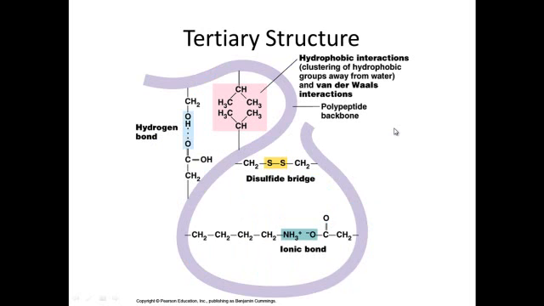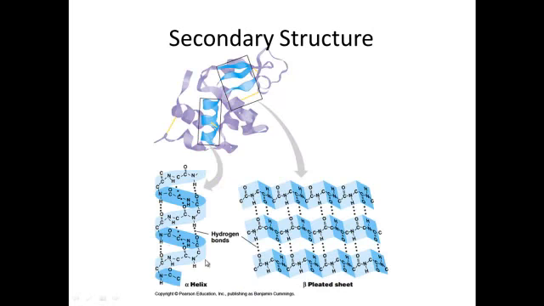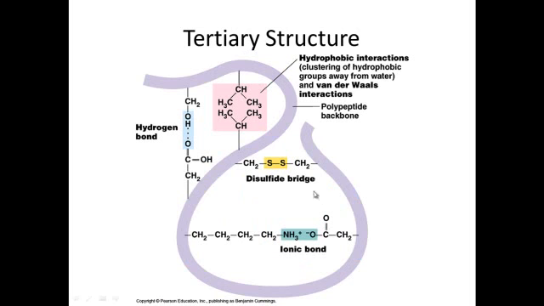Okay? The tertiary structure is next. The tertiary structure holds the secondary structures together. So the purple line here would be that secondary structure. It'd be the coil, the alpha helix, or it'd be that beta-pleated sheet. So here's that coil or beta-pleated sheet.